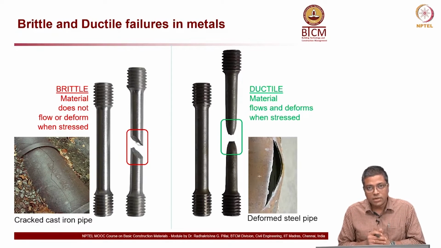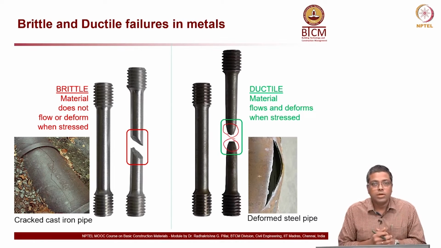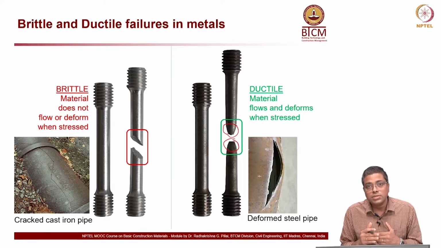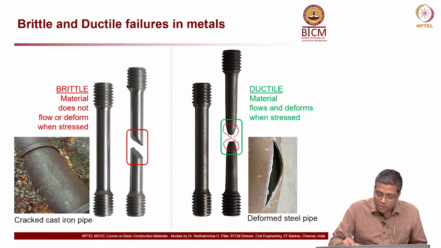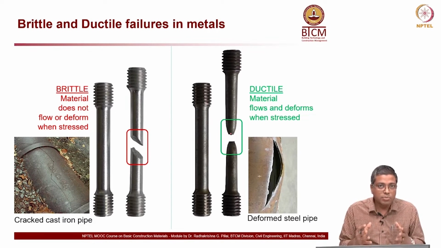Whereas on the right side, you can see the material has flowed. As you pull, it gets narrower, or necking is happening. That kind of flow is happening because the material is more ductile in nature. Okay. So, we want this kind of ductile material so that we get enough warning before the structure collapses.